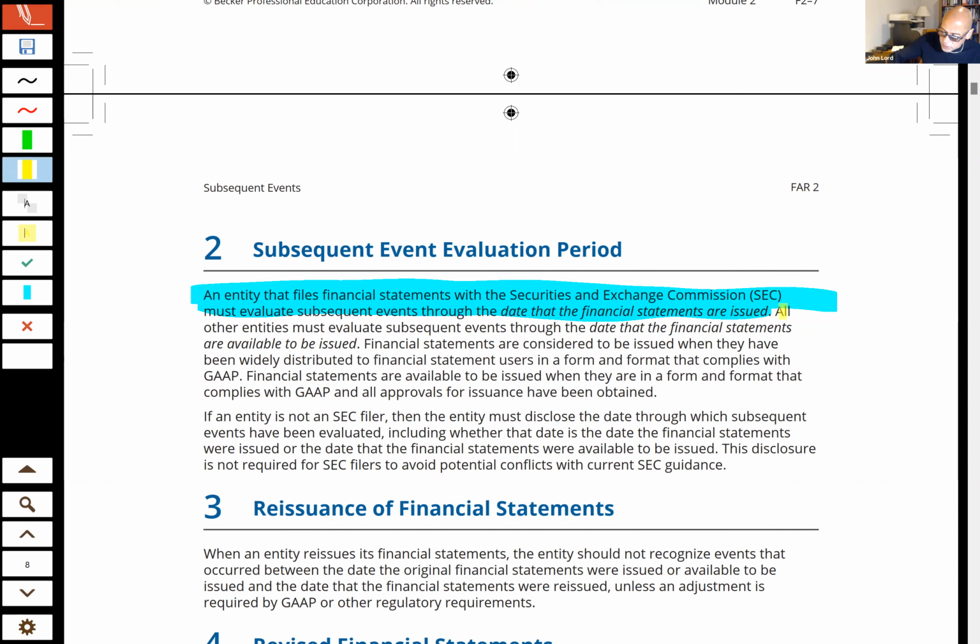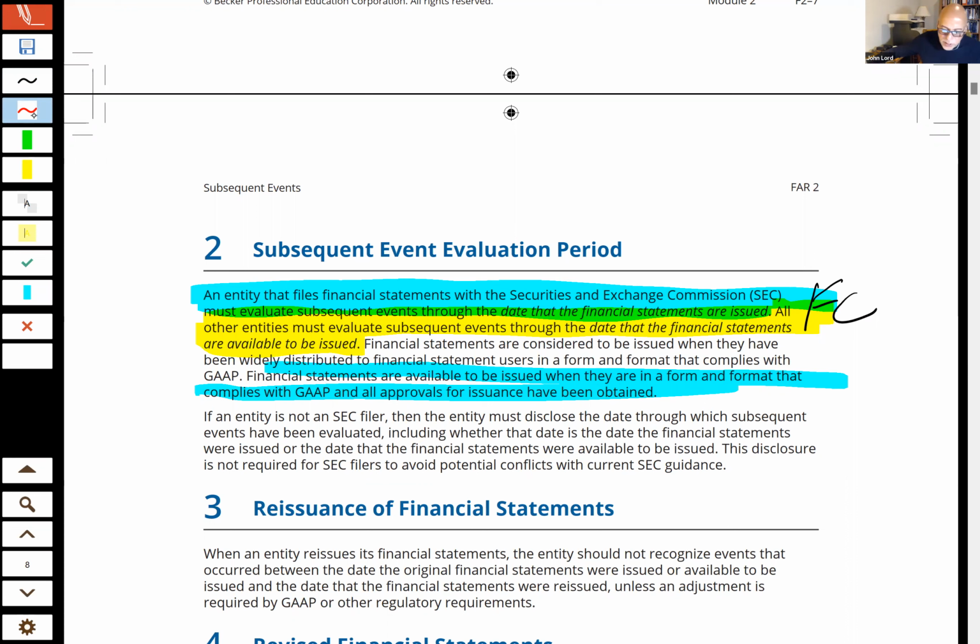All other entities must evaluate subsequent events through the date the financial statements are available to be issued. Flashcard that. They tell us here that financial statements are considered available to be issued when they're in a form and format that complies with GAAP. I don't know that you need to flashcard that.